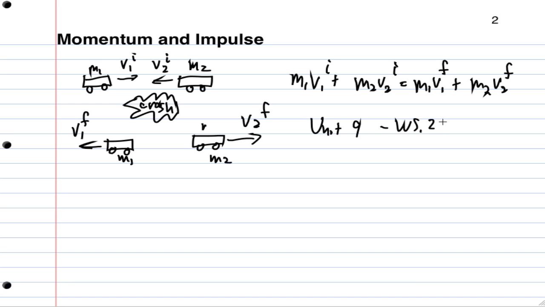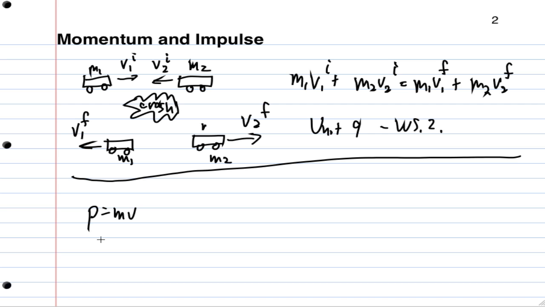Worksheet 2. Of course, what we've done up to this week on Unit 9, Worksheet 1 has been defining some quantities like momentum, p equals mv, impulse, J equals force times time, and relating those two quantities. So we have the impulse momentum theorem, which says that force times time equals mv final minus mv initial.